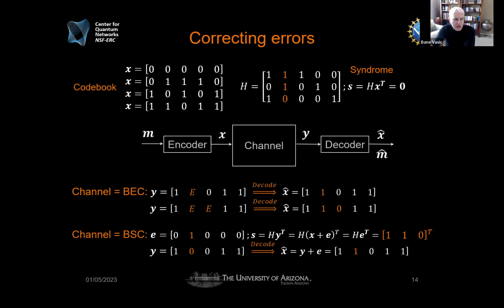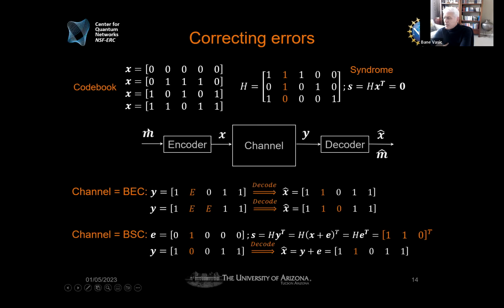Now this syndrome will be used to correct errors. The first illustration that I have here is correcting an erasure. So you remember that I have a system of linear equations, and what I did is now some code word is transmitted. I have a parity check matrix here, and I can compute a syndrome that is 0.